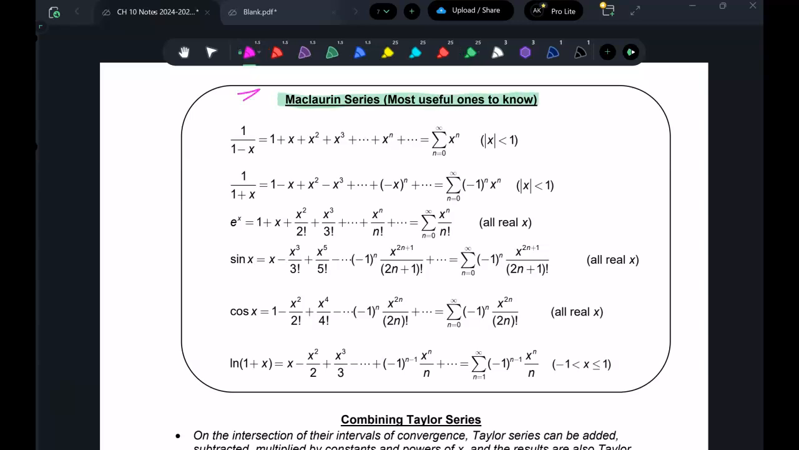These we want to put a big star next to. We need to learn these. One of these you should already know, the very first one: 1 over 1 minus x, which is 1 plus x plus x squared and so on. What is this? This is a geometric series with a common ratio of x. In fact, both of these are geometric series.